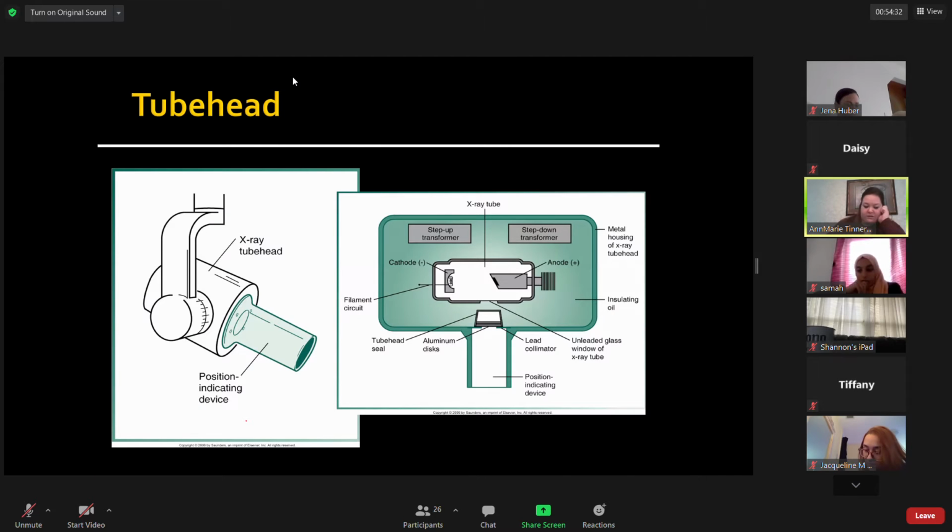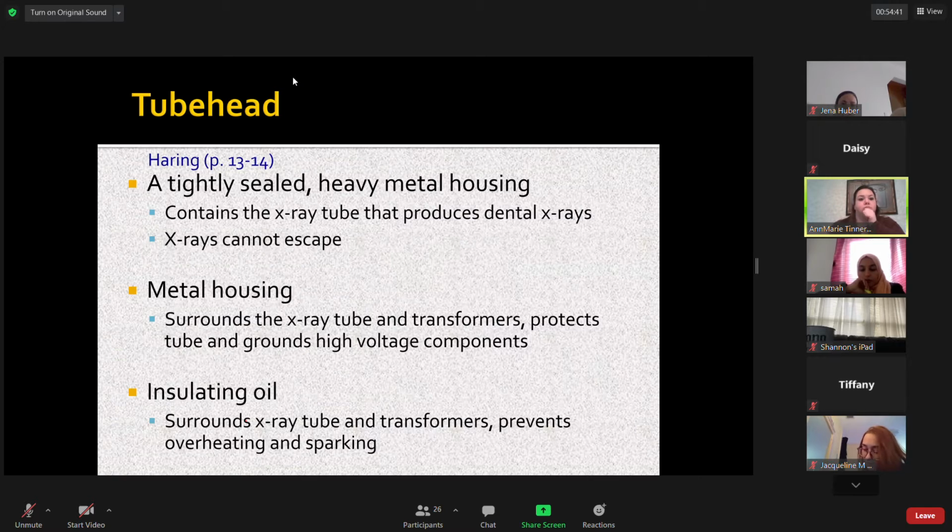All right, here is the tube head, and we're going to get into detail about what is inside of the tube head. So what is your tube head? That is the tightly sealed heavy metal housing, okay? And that is containing your X-ray tube that essentially produces dental X-rays. The reason that it's metal is because we don't want X-rays escaping from the tube head.